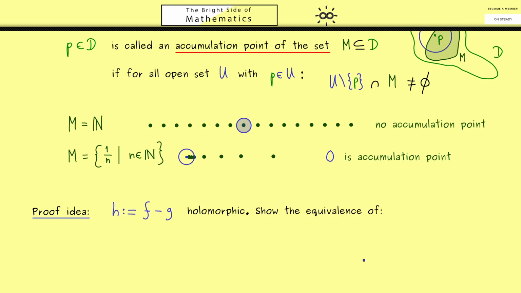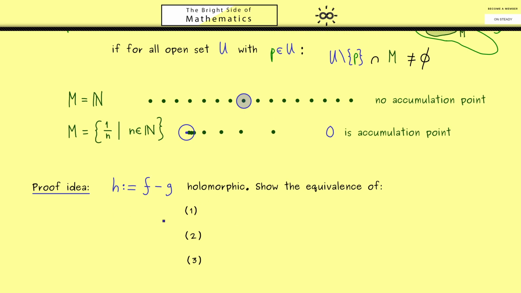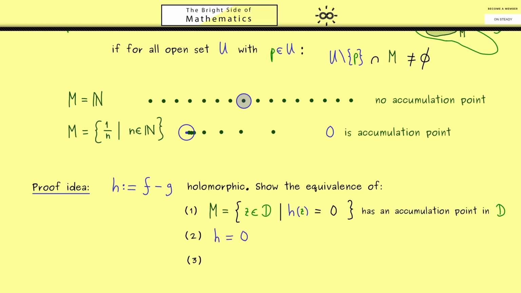And then we just have to show the equivalence of three statements. Now, these are the three statements from above, but now formulated for the function h. So please recall, the first statement was that this set M here, where f and g coincide, has an accumulation point in D. And now we can reformulate that for h, which means this is a set where h is 0. And now this set of the zeros should have an accumulation point in D. Okay, and then the second statement was that f is equal to g, which now means h is equal to 0. In other words, h is just the 0 function.